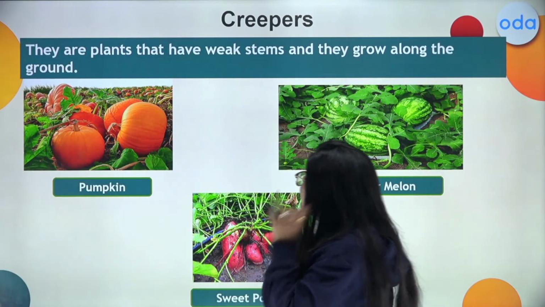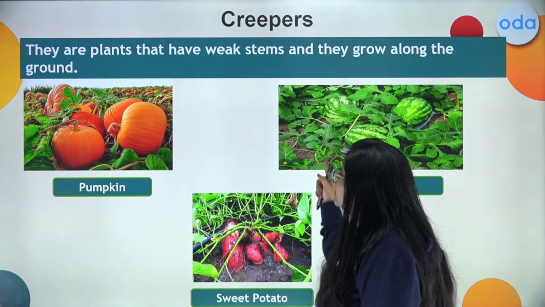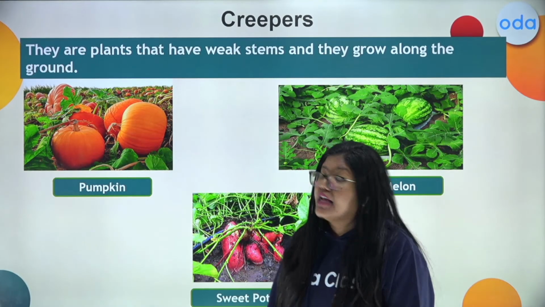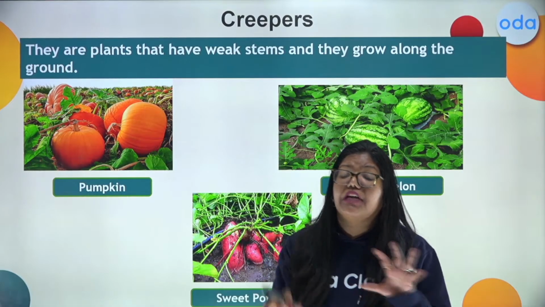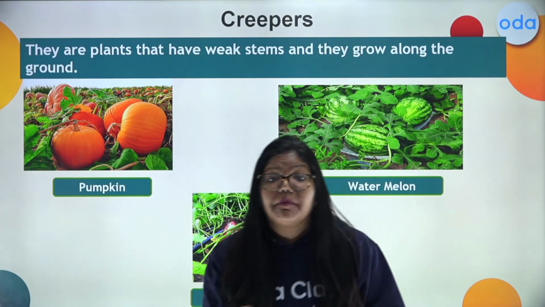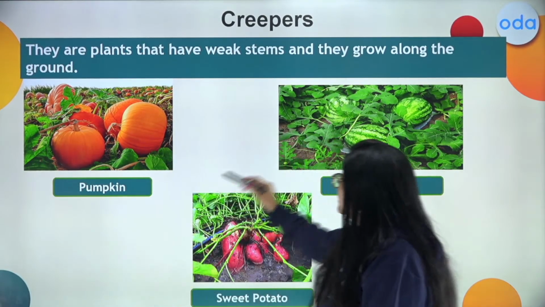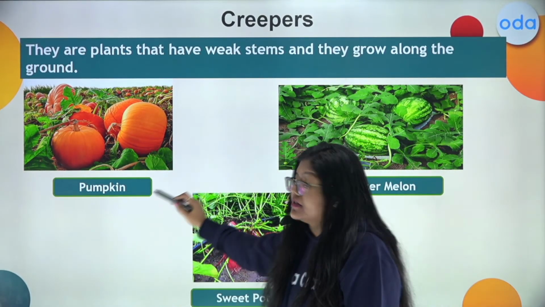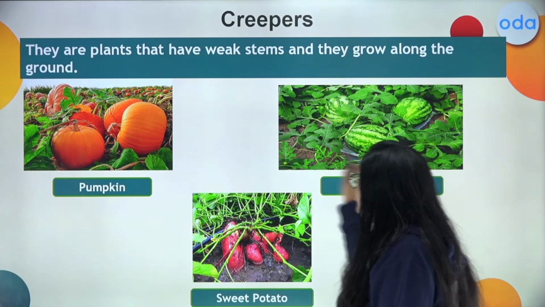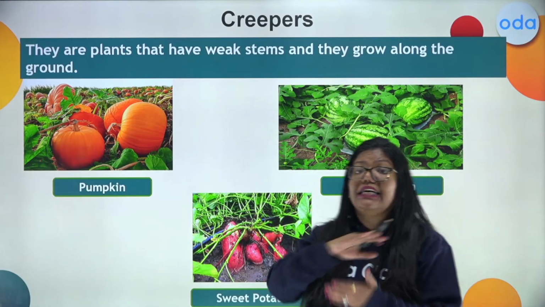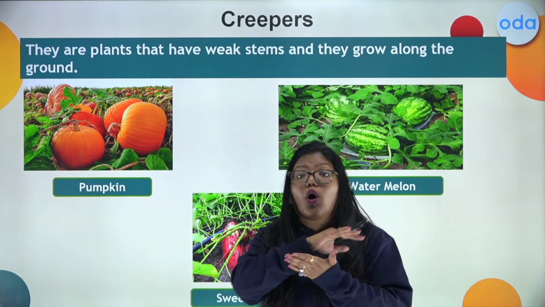Now let's discuss the next category of plants, children. The next category of plants, we call creepers. Now the name itself says, children, creep. Creepers creep, which means they are the plants that grow along the ground. Now if you see these plants, children, pumpkin plant, right? Watermelon plant, sweet potato plants. All these plants are the plants that will creep on the ground. So they are the plants that grow along the ground.